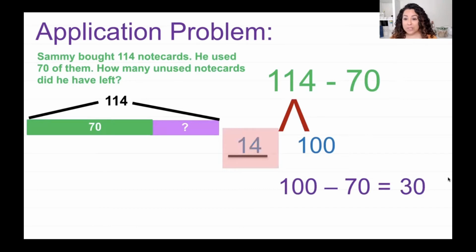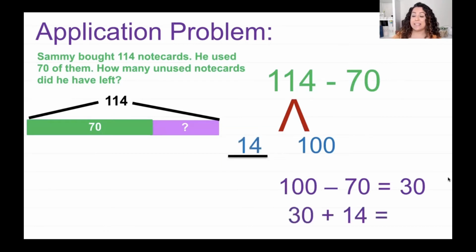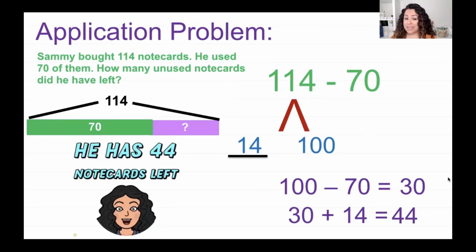Now remember, we don't take that away. We take away 70. We're done with subtraction. So what I'm going to do is I'm going to take my answer, 30, and I'm going to add 14 to that. And that leaves me with 44. So that means that Sammy has 44 note cards left.